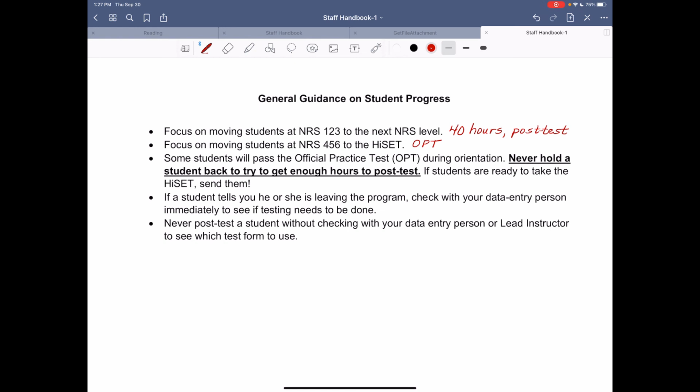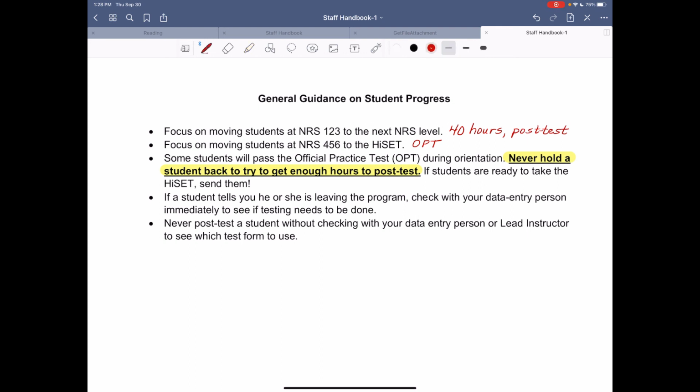Some students are going to pass that official practice test during orientation. Never, ever, ever hold a student back when they're close enough to the HiSET. Don't worry about the 40 hours. Get them to the HiSET if they're ready. We don't want to be holding our students up.